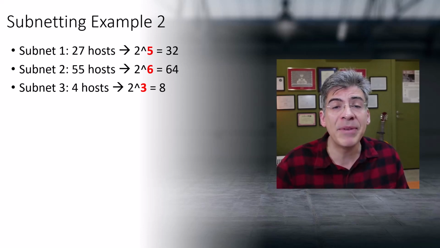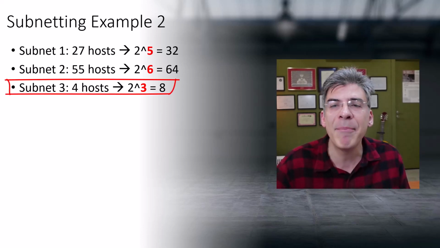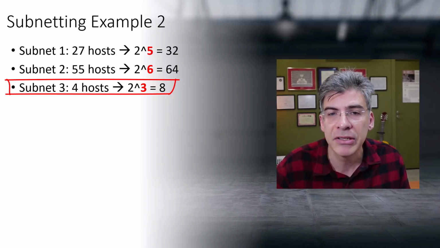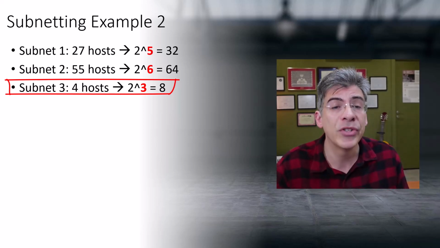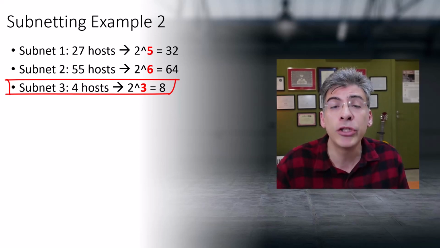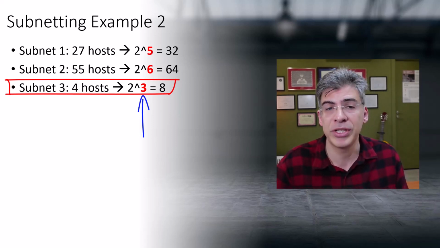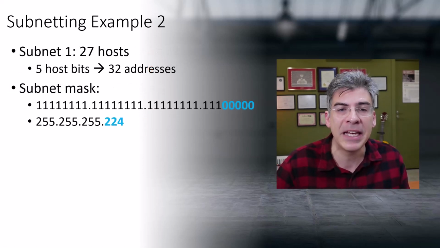Now notice for subnet number 3, where we have 4 hosts, we can't use a subnet mask with 2 host bits because that would give us 4 addresses. But remember, the network and broadcast addresses are reserved. So we would have only 2 usable host addresses. So we need the next largest subnet size, which requires 3 host bits, giving us a full size of 8 host addresses. So let's start subnetting our address space.